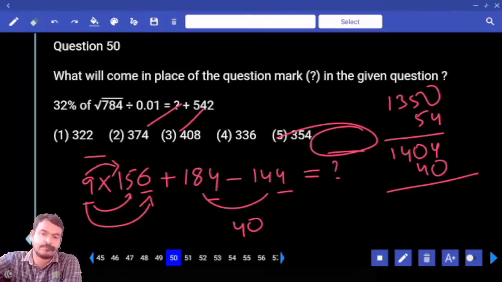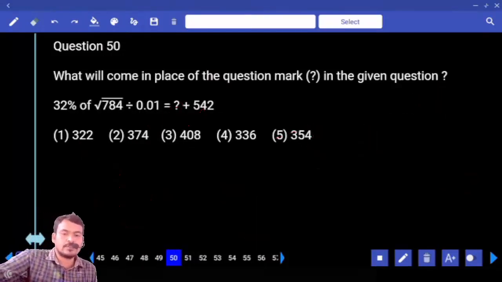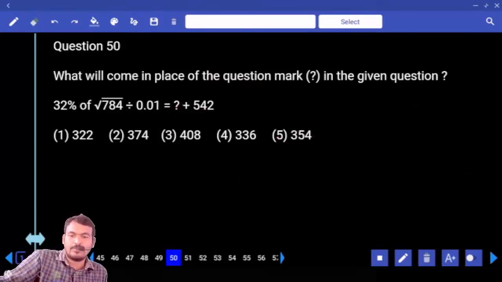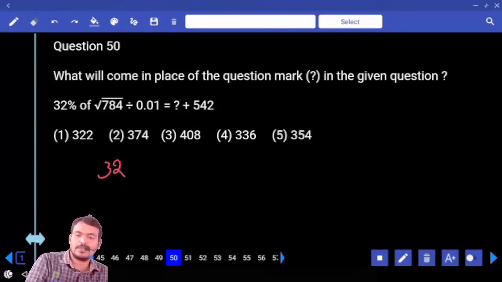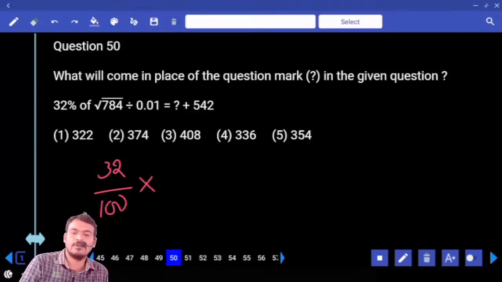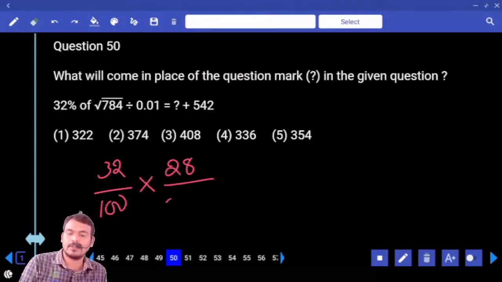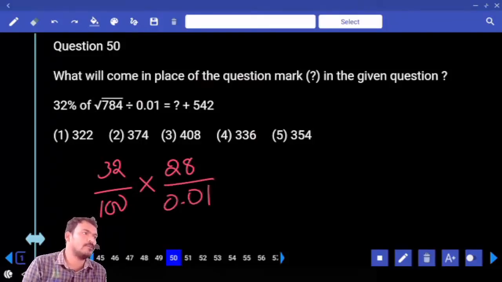Question number 50. 32% of square root of 784 divided by 0.01. 32% means written 32 by 100 into square root of 784 means 28 divided by 0.01 or not? 100 into 0.01 means 1 or not? 32 into 28. It is 30 square minus 2 square or not? 30 square minus 2 square.